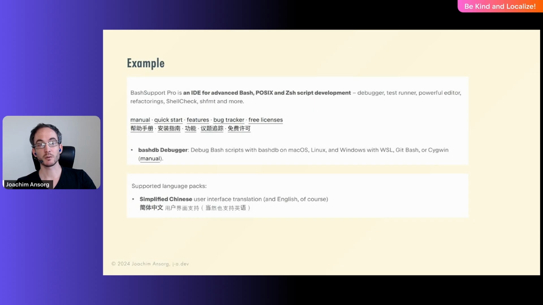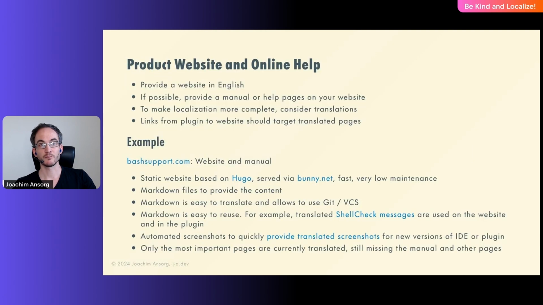So in the description shown on the marketplace, there's Chinese for the main links to the website or to the manual. And at the end of the description, there's also a mention of the supported language packs. You could do that similarly. I would not use Chinese for more than a few words in the description.